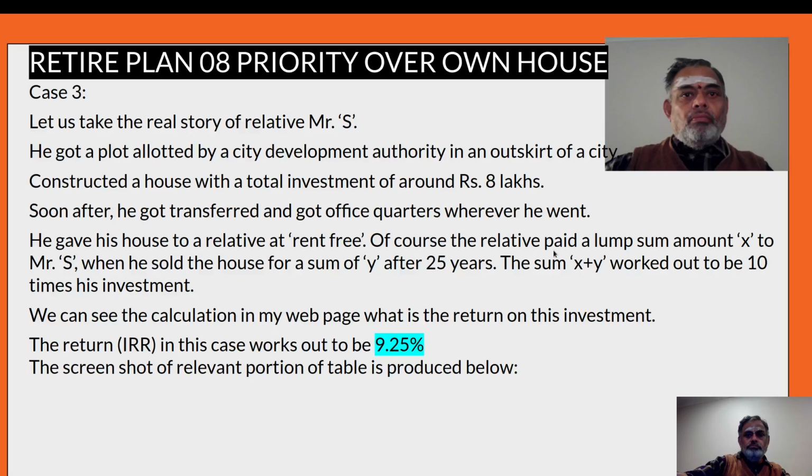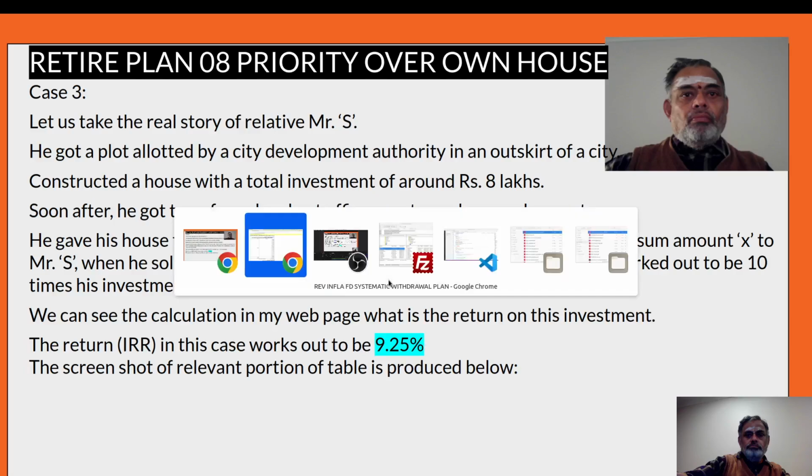Of course, the relative paid a lump sum of X to Mr. S when he sold the house, and a sum of Y after 25 years. The sum X plus Y worked out to be 10 times his investment. We can see the calculation on my web page on this return on investment. See, the internal rate of return worked out to be 9.25%. Let us try to work out this figure.